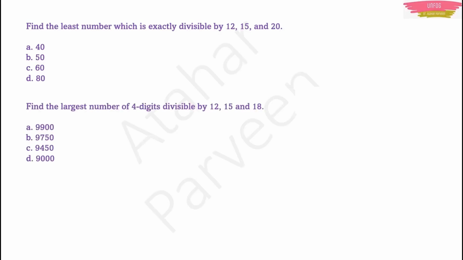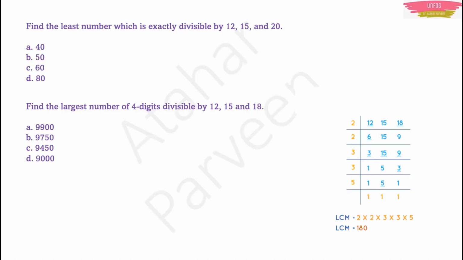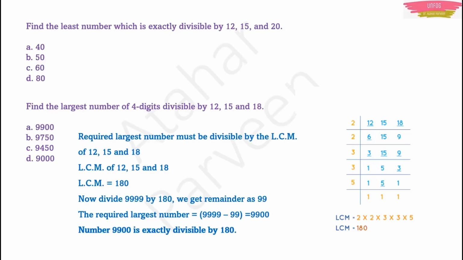Next question. Find the largest number of 4 digits divisible by 12, 15 and 18. Actually, this time I am expecting this type of a question. See, the question is you have to find the largest number of 4 digits which is divisible by 12, 15 and 18. So, how do you find the answer for this? First, you do LCM of 12, 15 and 18. Why am I telling you to do LCM? Because the largest number which is required here must be divisible by the LCM of the numbers given in the question.